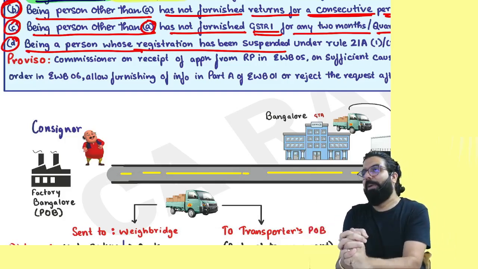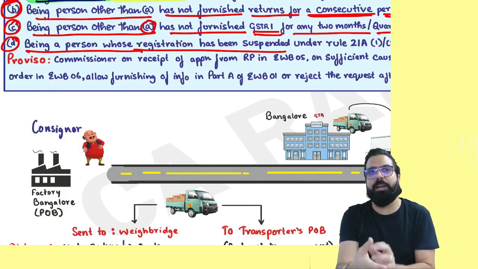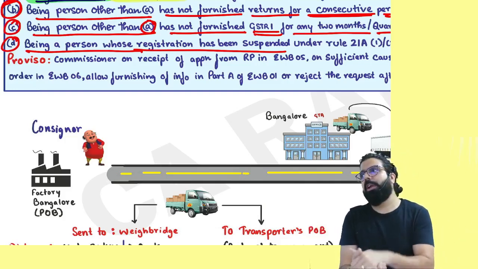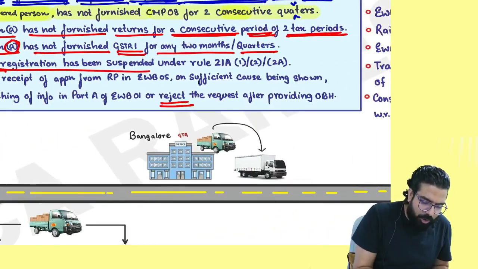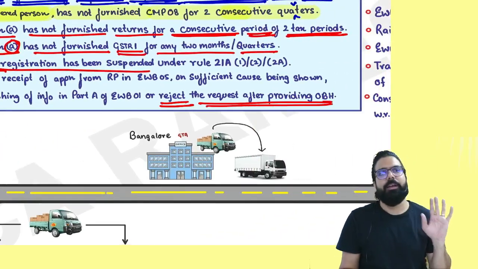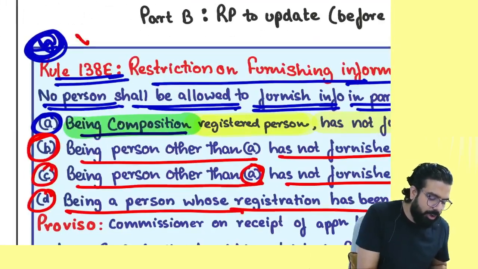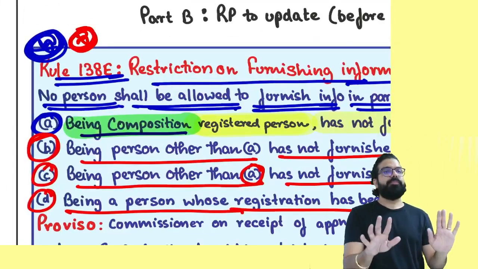Sir, please unblock my e-way bill portal. Go to the commissioner. If the commissioner wants, he can issue an order and allow you, or he can reject also after providing an opportunity of being heard. On this point, I want you to remember one thing very importantly.